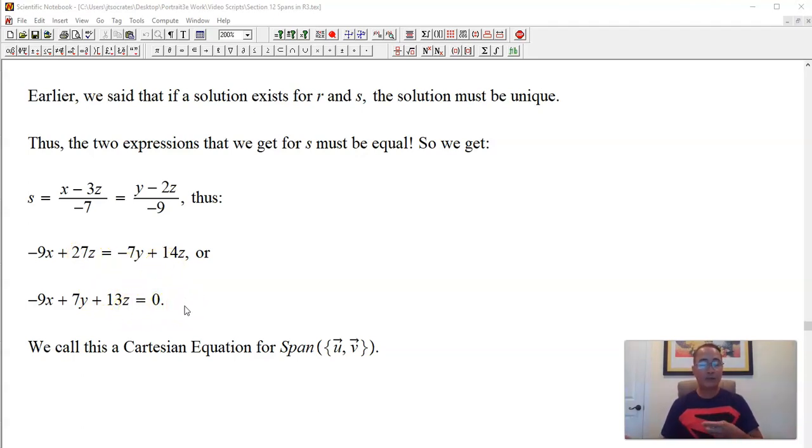Now, this equation is, of course, very special. If you did not have the z here, if you only had x and y, what you get would be equivalent to the equation of a line in R2. But we're now in R3, so there's a z. And we call this a Cartesian equation for the span of those two vectors. Now, because we have GeoGebra, let's type in this equation in GeoGebra and see what it looks like.